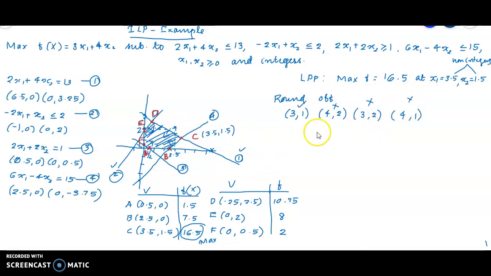Then by rounding off we can solve the ILPP. Max F for the LPP is 16.5. By rounding off, at (3, 1), max f is equal to 3 into 3, 9, plus 4 into 1, 13. Max f equal to 13 is what we get.